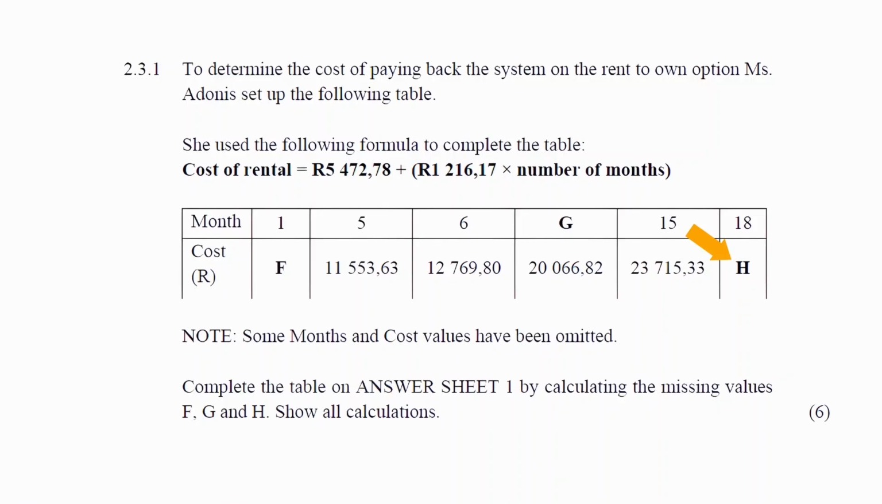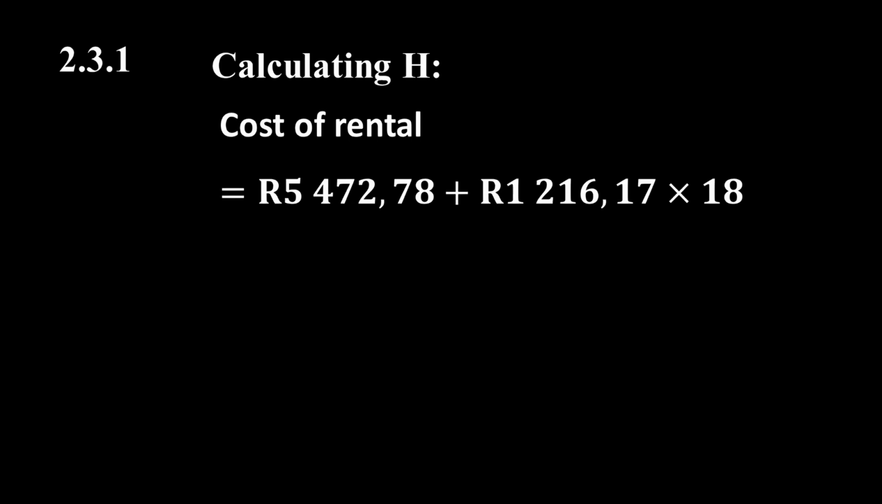Next, we will calculate H, which is the total amount paid for renting the solar power system for 18 months. Substituting 18 for the number of months into the formula for the cost of rental will give us 5,472.78 plus 1,216 Rand 17 cents multiplied by 18. Simplifying this equation will give us the value for H equal to 27,363 Rand 84 cents.